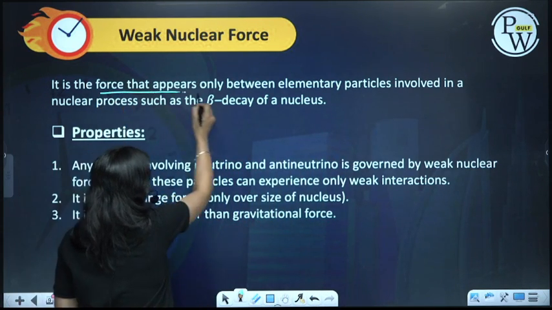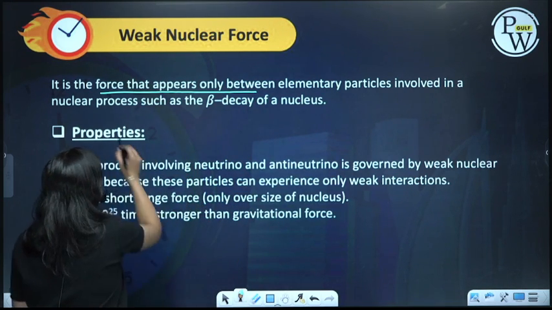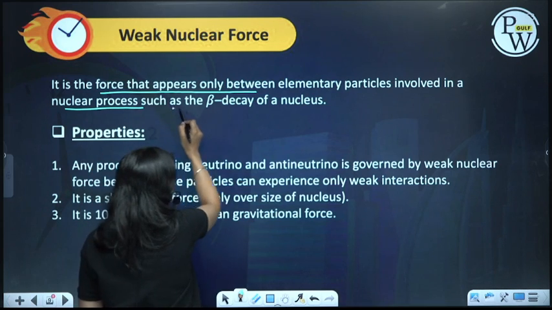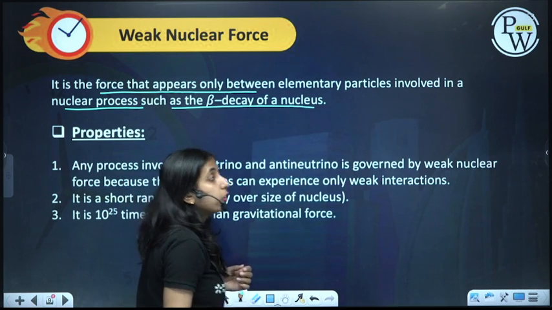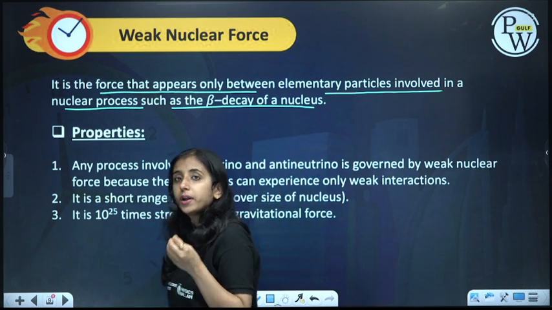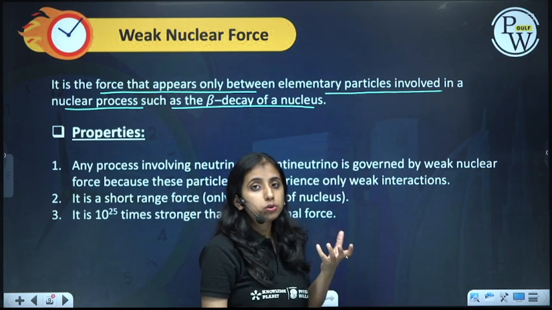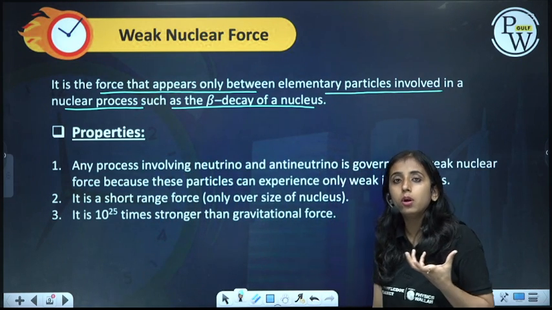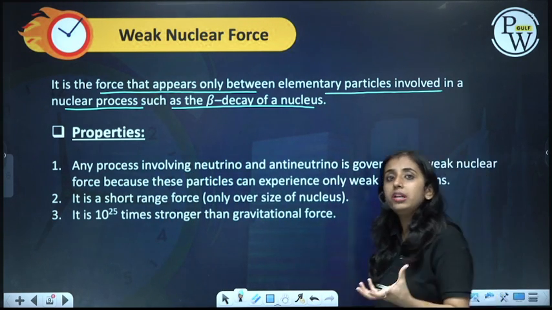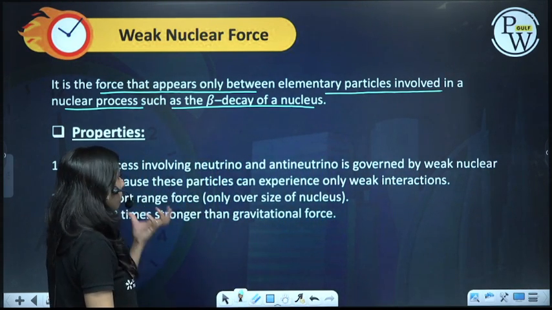It is the force that appears only between elementary particles involved in a nuclear process such as the beta decay of the nucleus. It is only present where we have a nuclear process in which we get a neutrino or antineutrino, because these particles only interact via weak nuclear force. So let us study its properties.